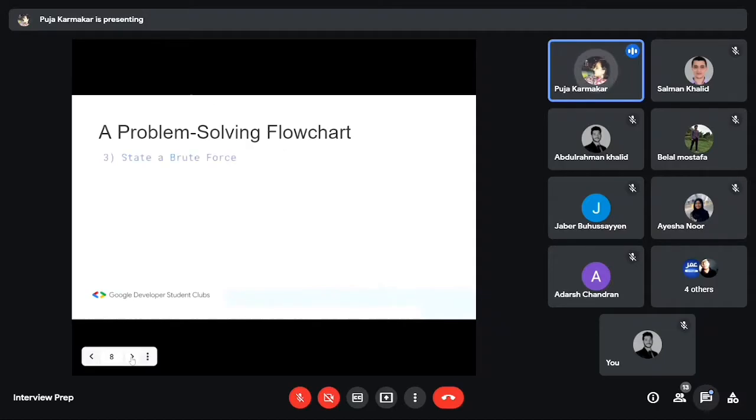Yeah, state a brute force. Some candidates don't state the brute force because they think it's both obvious and terrible. What I mean by brute force is the line of code that we do at the very beginning. So many of us shy out. Is that a word? I don't know.